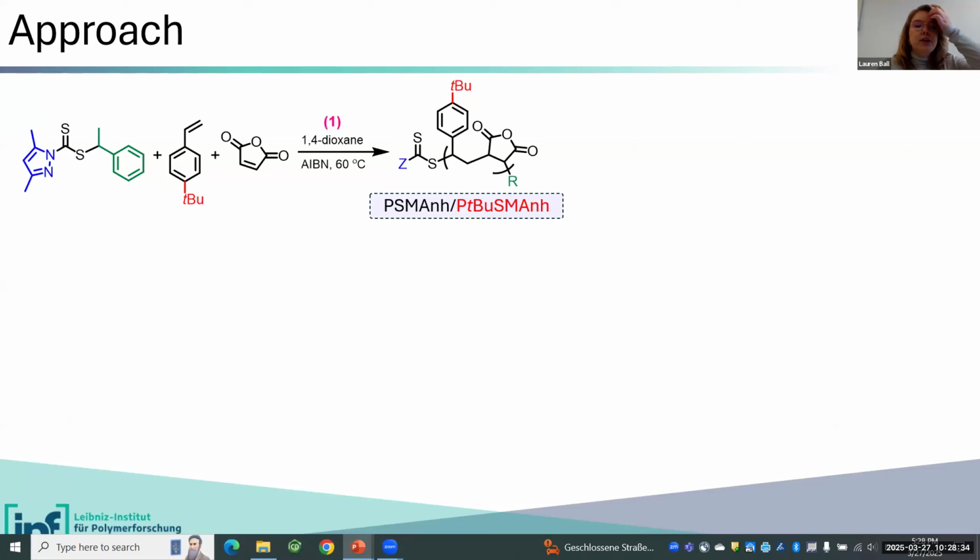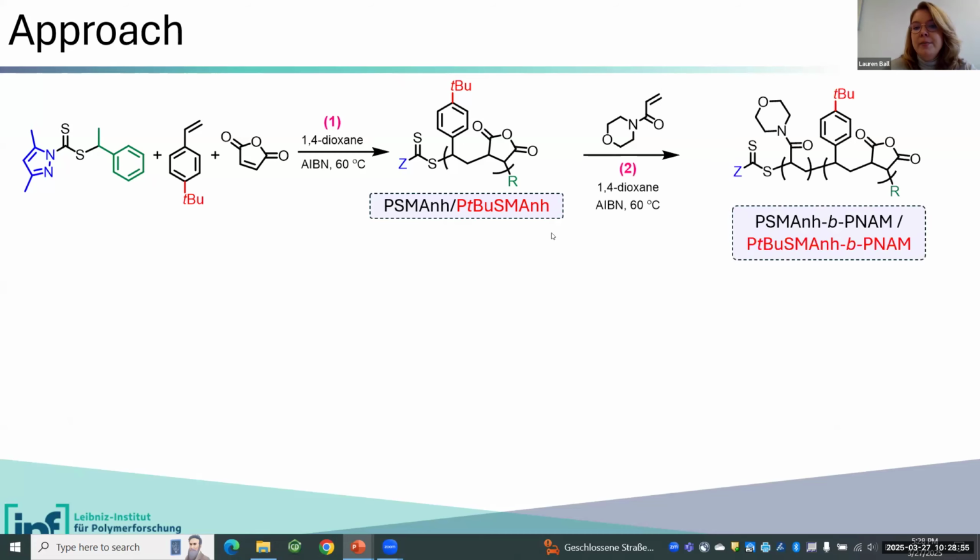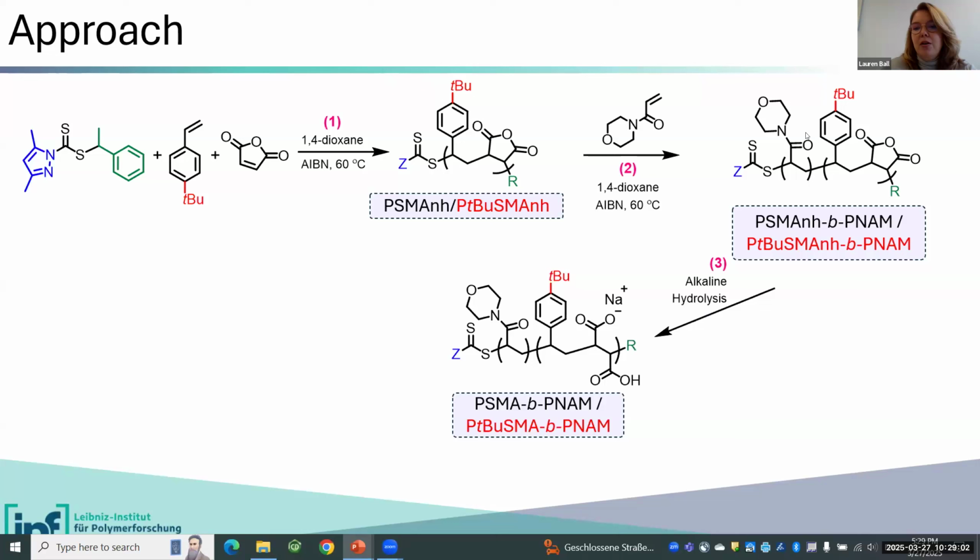So the approach or the synthetic strategy we applied for the synthesis of these block copolymers is, of course, to use RAFT polymerization for the synthesis of the first SMA block. So if you're looking at the black structure, it's just styrene alpha-maleic anhydride, or if we include the red tert-butyl group, that is then our tert-butyl SMA block. This then can be chain extended in organic media to yield our block copolymer. And this is, of course, an amphiphilic block copolymer that we need to then treat with basic conditions to afford the double hydrophilic block copolymer.